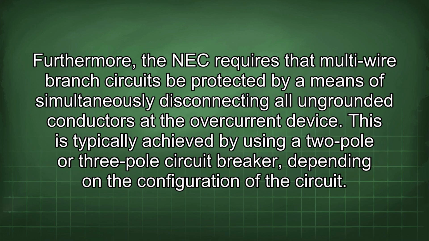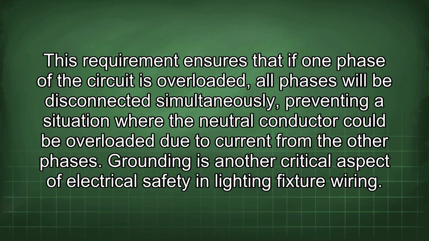Furthermore, the NEC requires that multi-wire branch circuits be protected by means of simultaneously disconnecting all ungrounded conductors at the overcurrent device. This is typically achieved by using a 2-pole or 3-pole circuit breaker, depending on the configuration of the circuit. This requirement ensures that if one phase of the circuit is overloaded, all phases will be disconnected simultaneously, preventing a situation where the neutral conductor could be overloaded due to current from the other phases.